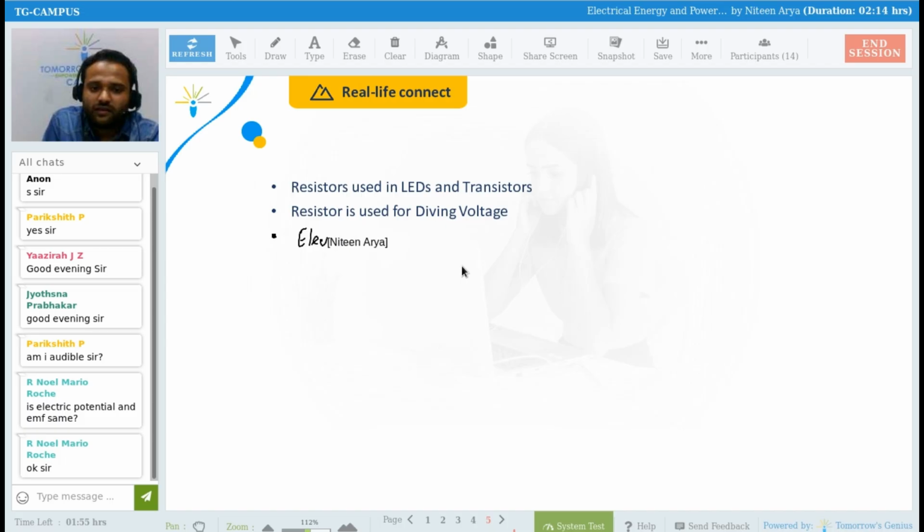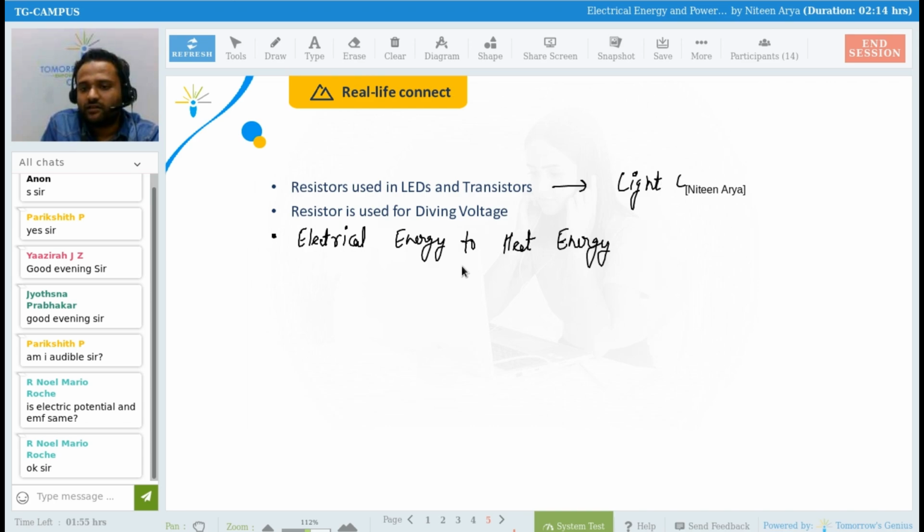For example, electrical energy to heat energy. And then electrical energy in an LED and transistor, which is basically electrical energy to light energy. In the PPT, the resistor is used to drive the voltage, meaning with the help of a resistor we can create energy and power also. Or if there are any other uses of electrical energy, you can add them. This is just a real-life connection.